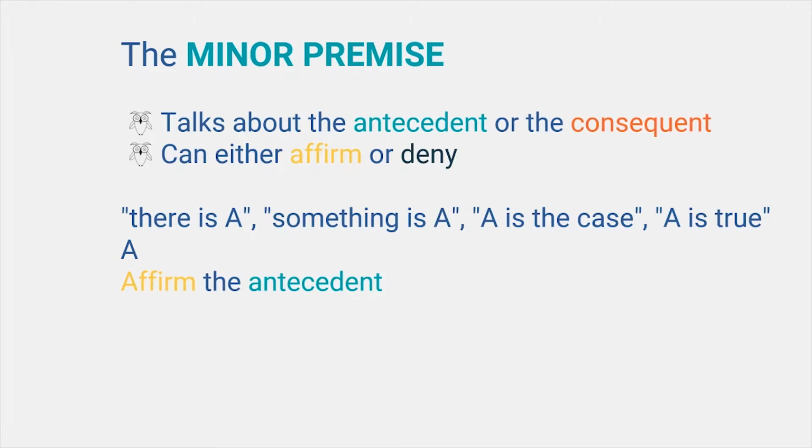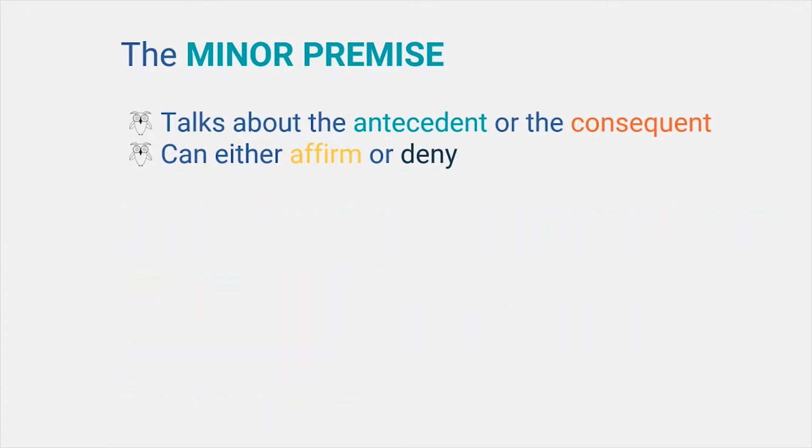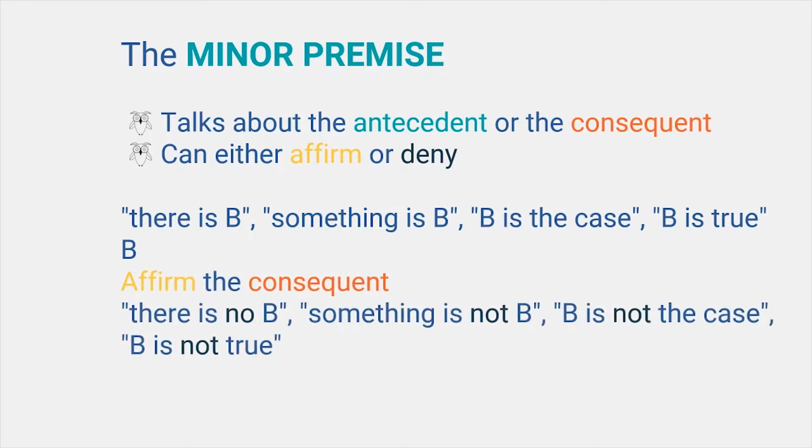Alternatively, you could say, there is no A, or something is not A is not the case, A is not true, or in its most simple form, not A, or wavy line A. The wavy line is the most simple way of saying not. This denies the antecedent. Then option 3 is, there is B, in its simplest form it's just B. This affirms the consequent. And then the 4th option is, there is no B, or in its simplest form again, wavy line B, and this denies the consequent.